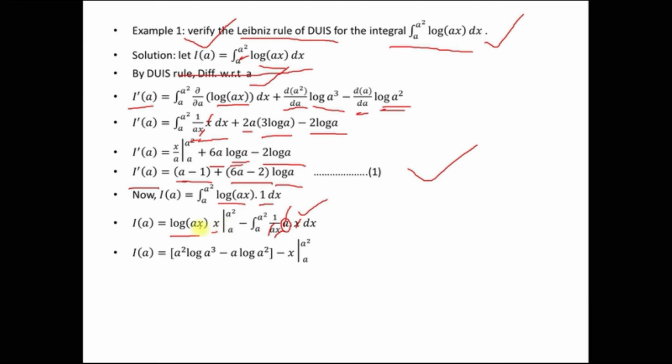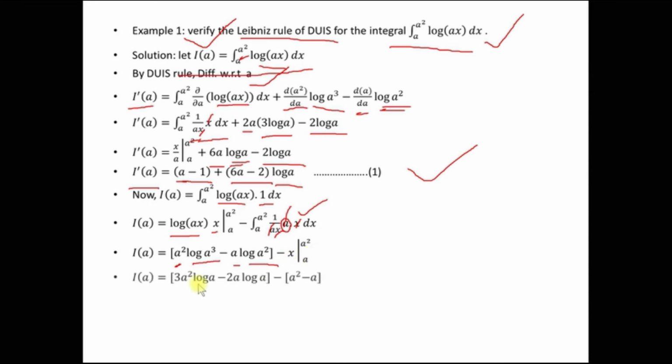Now here, we are going to put upper limit minus lower limit in place of x. When we put the upper limit, in place of x we put a square, so it is a square into log of a square into a, which is a cube, so log of a cube, minus, when we put the lower limit, x means a, and a into a becomes log of a square. And this is minus x integral with limits from a to a square.